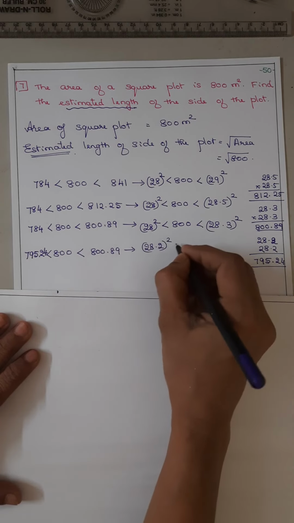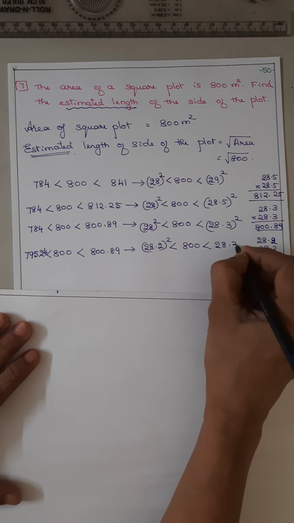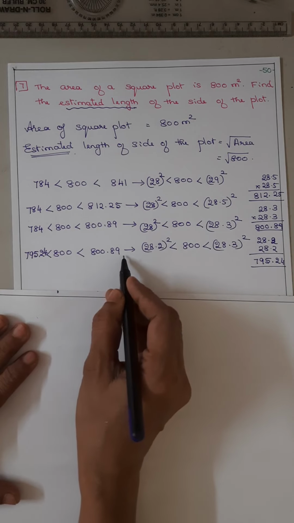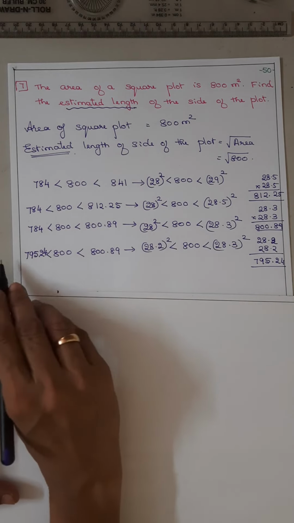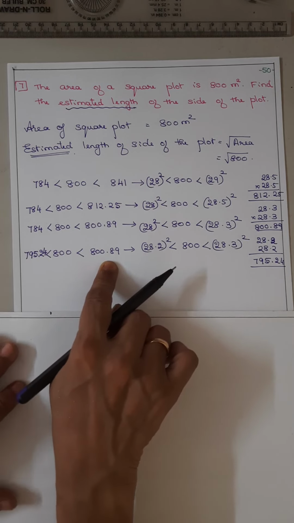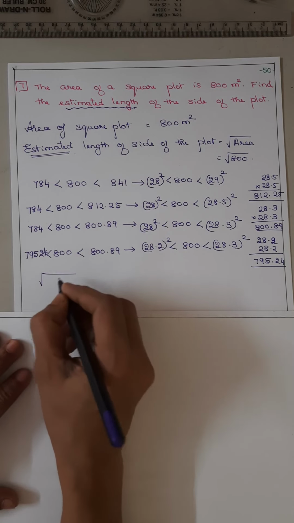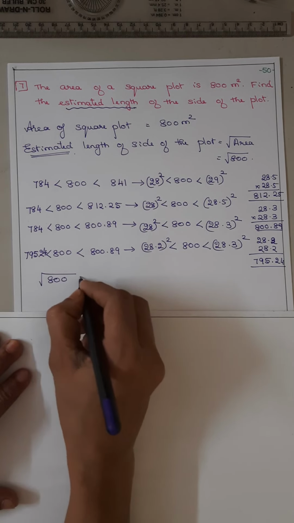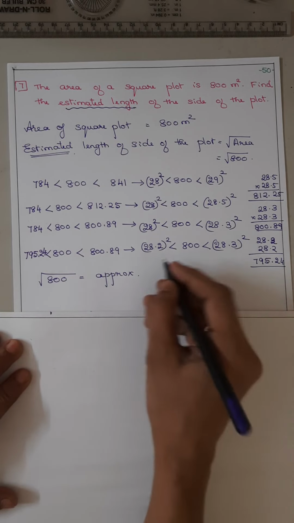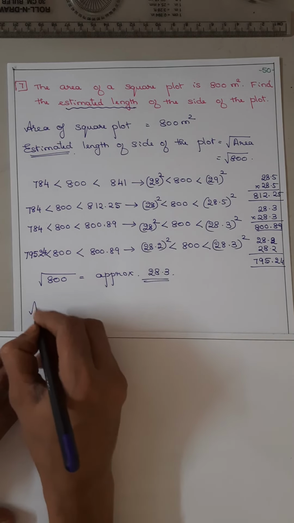That means 28.2 square and 28.3 square. But this is 800.89, but here 795.24, which is nearer? 800.89. So the approximate square root of 800 is approximately 28.3.